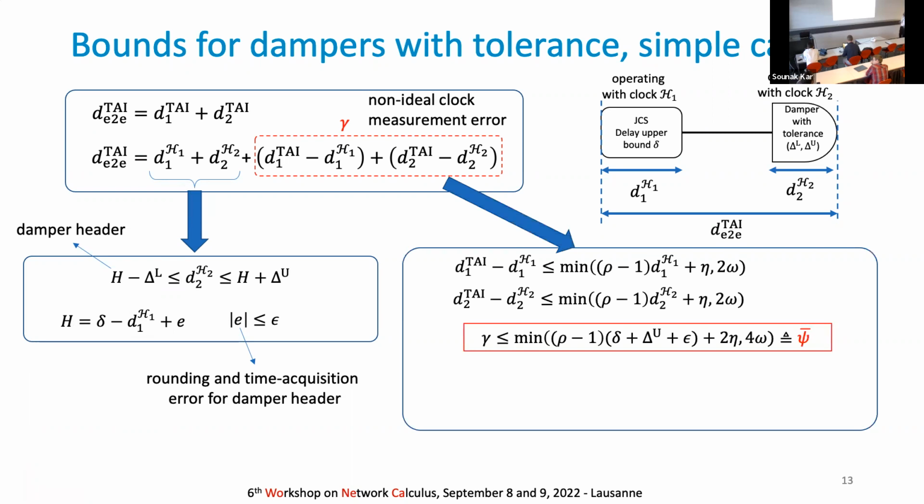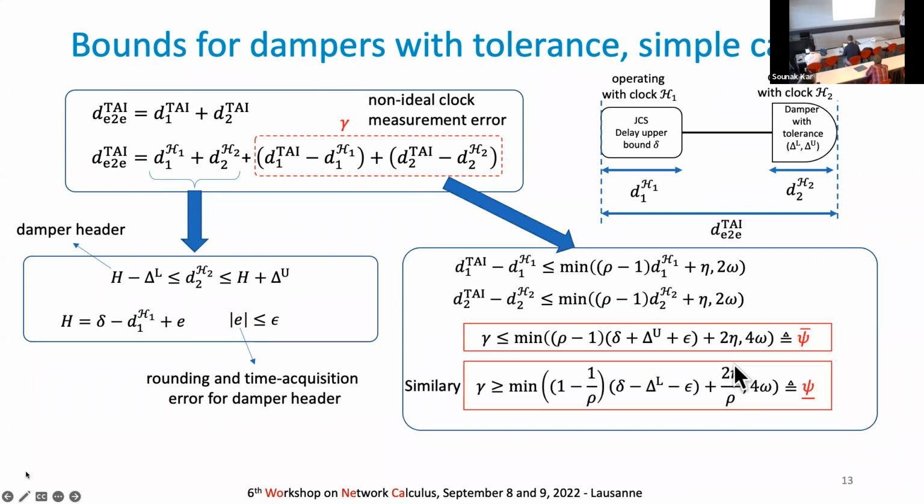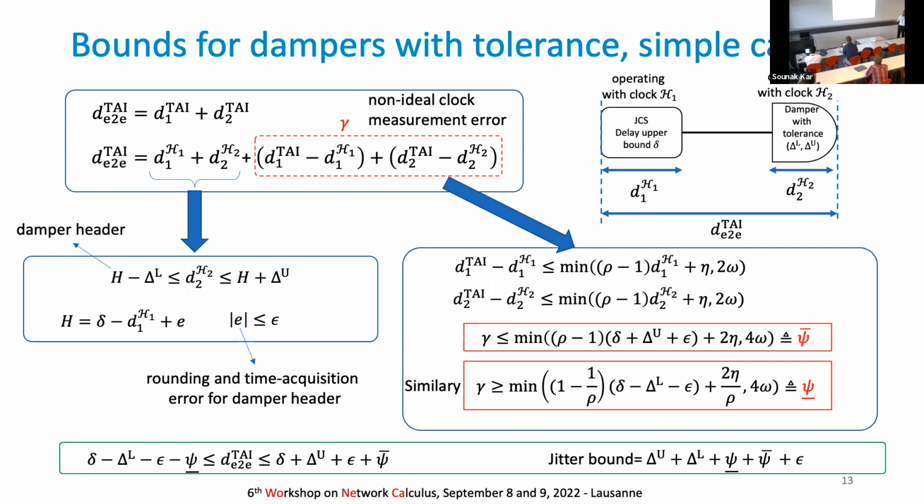For the non-ideal clock measurement, we use the bound that we just presented in the previous slide. We use the upper bound, for example, in this case. We do the permutation of the minimum function, and then we obtain a bound for the variable omega here. And we can do the same thing for the lower bound by using the other part of the bound, and we obtain a lower bound for the effect of the non-ideal clock. And finally, we can obtain lower and upper bounds for this that account for the non-ideal clock.